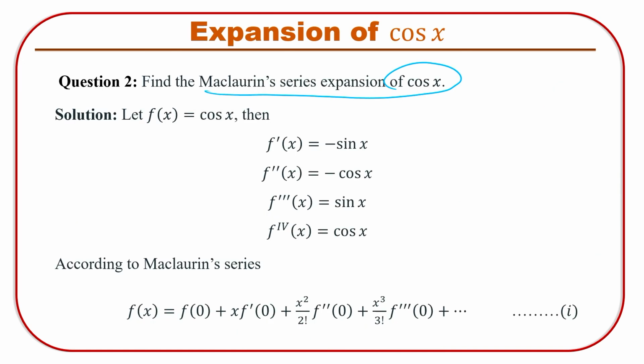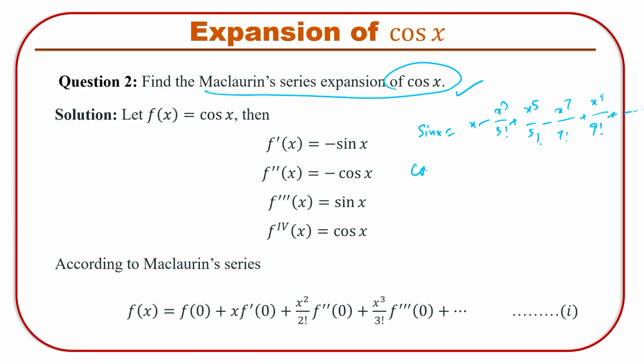So, based on that, can we find the Maclaurin series expansion of cos of x? The answer is that it is very easy to do this. As you can see in the last one, sine of x can be written as x minus x cubed by factorial 3 plus x to the power 5 by factorial 5 minus x to the power 7 by factorial 7 plus x to the power 9 by factorial 9 and so on.